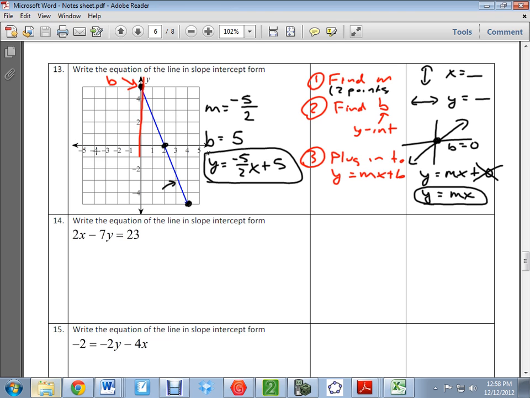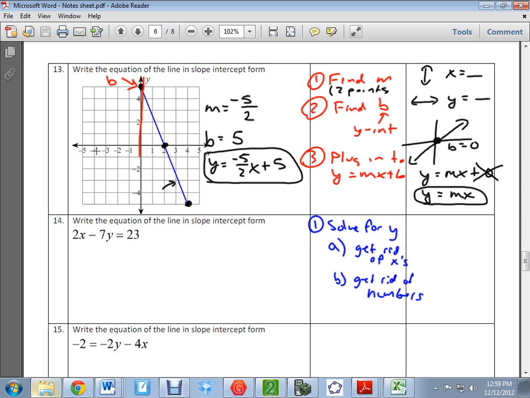Number 14 and 15 are very, very similar to each other. What they are is writing an equation in slope-intercept form when I'm given an equation in standard form. So in this case it has standard form. I will need to do what? What was it? Solve for y. In order to solve for y, the first thing you want to do is get rid of the x's, and then you want to get rid of numbers, if there are any. Get rid of the x's, and then get rid of the numbers.